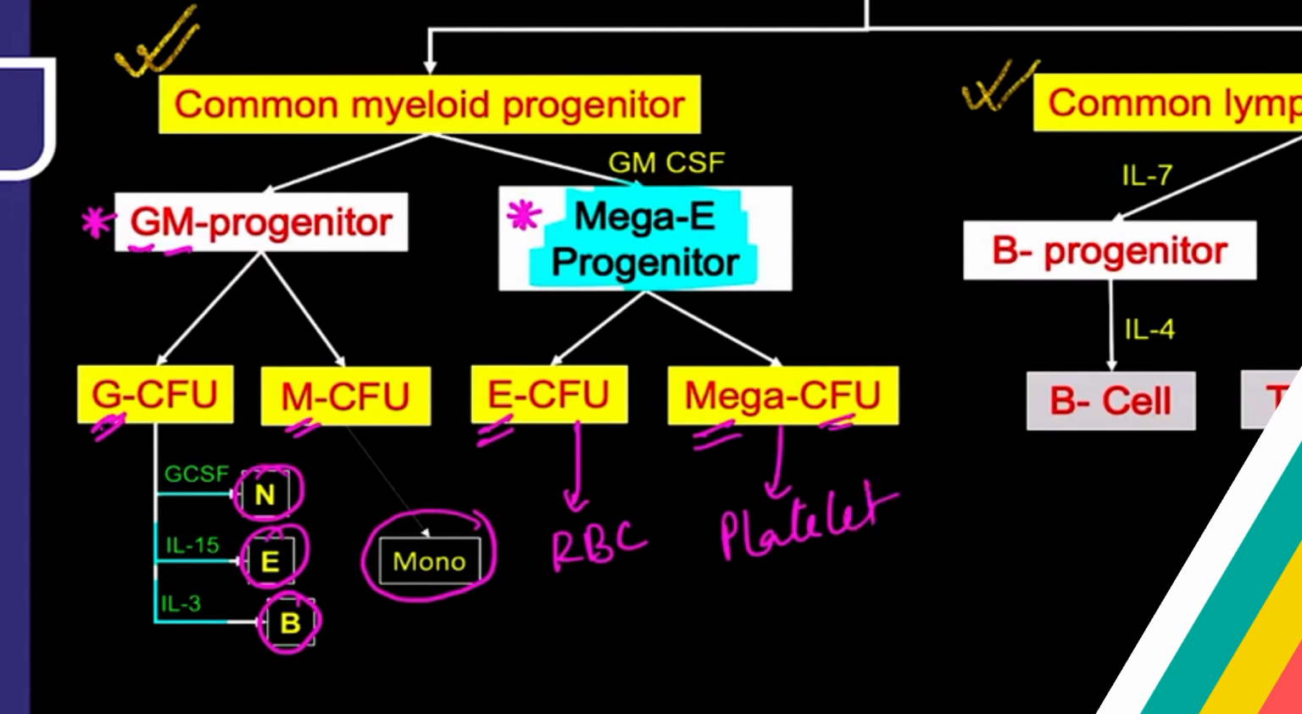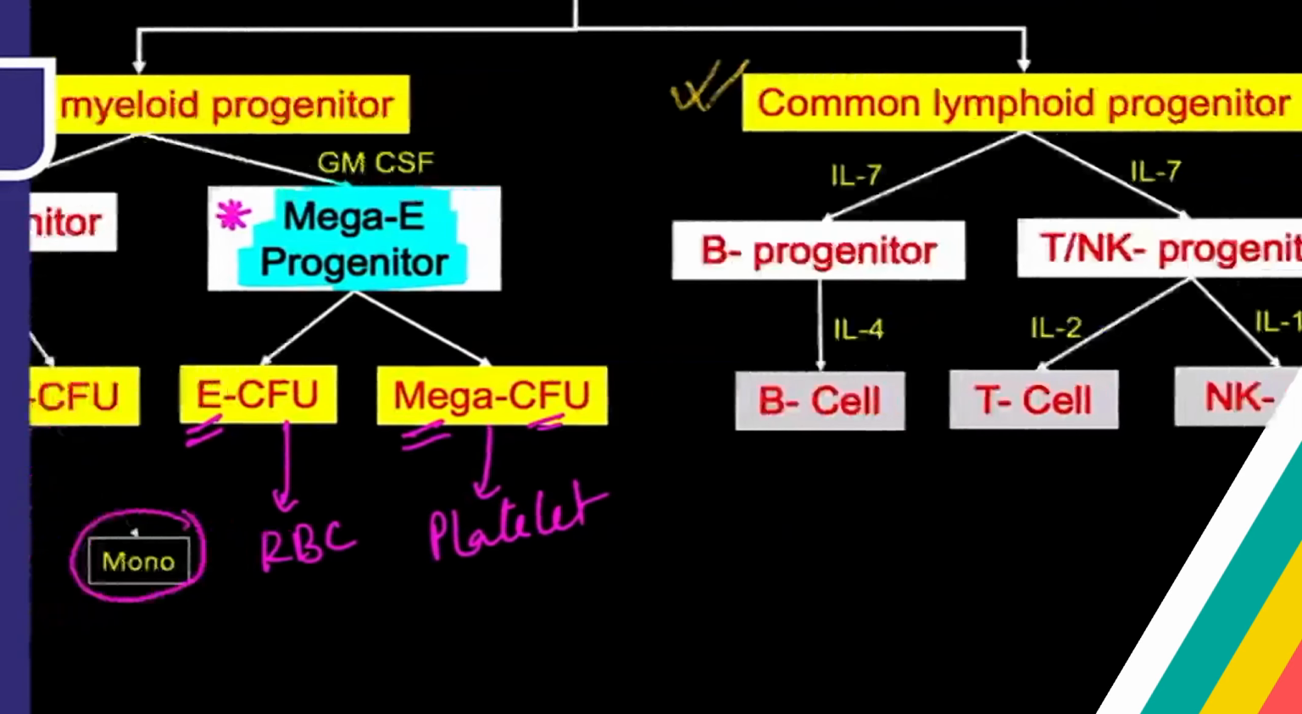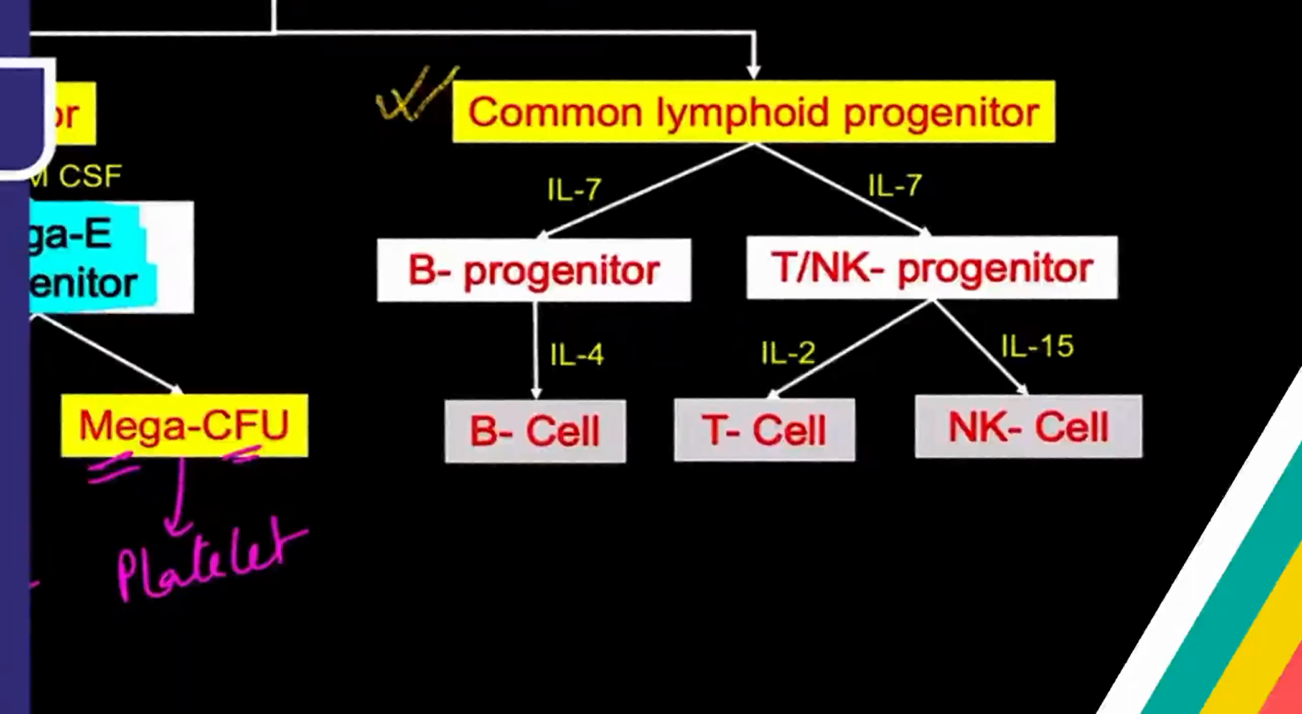So this is the development of the myeloid progenitor cell. Now on the other side, look at how the lymphoid progenitor cell develops. The lymphoid progenitor cell will be divided into two lineages. One is the B cell progenitor lineage, and one is the T cell and NK cell, that is natural killer cell, lineage. So one is B and one is T/NK. In both cases, the interleukin you require for the proper development of the cell series is interleukin 7.